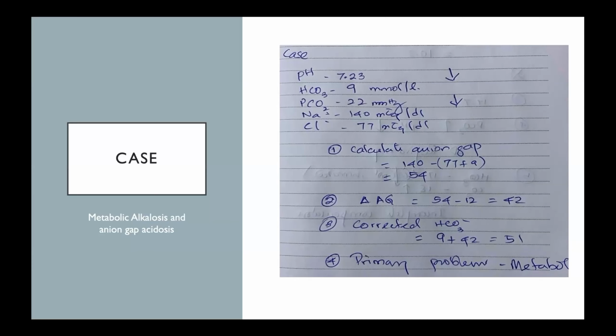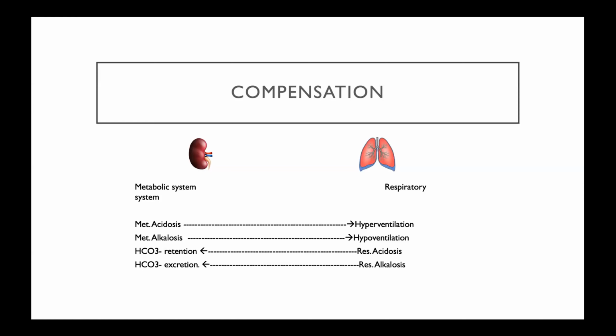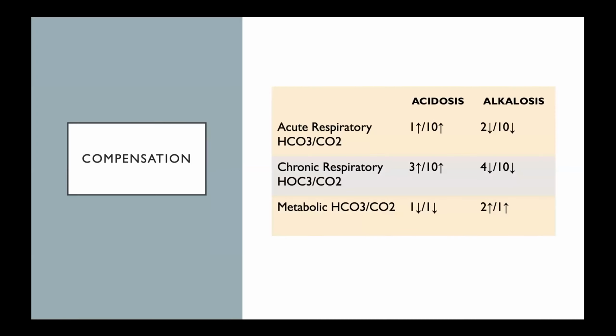So now we'll check the compensation. How can this patient compensate? Generally, metabolic acidosis will hyperventilate. Metabolic alkalosis will hypoventilate. As I said, it's very quick because respiration is quick. A respiratory problem compensates because it's renal, right? That is how compensation occurs.